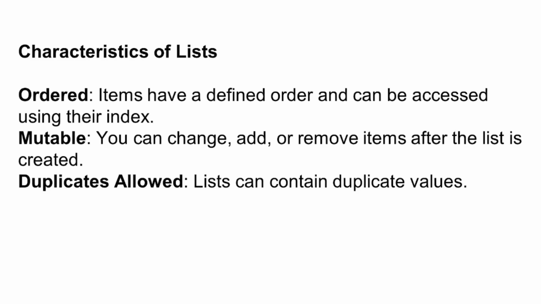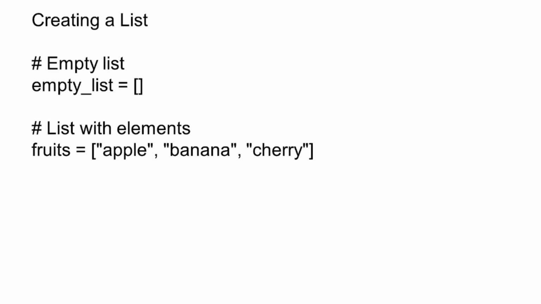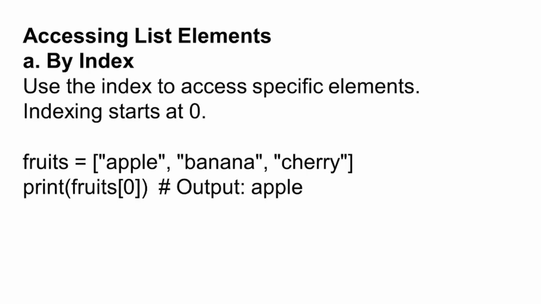Characteristics of a list. Ordered: items have a defined order and can be accessed using their index number. Mutable: you can change, add, or remove items after the list is created. Duplicates allowed: a list can contain duplicate values. Creating a list: an empty list, or a list with elements. These are the examples. You can just try them on your own.